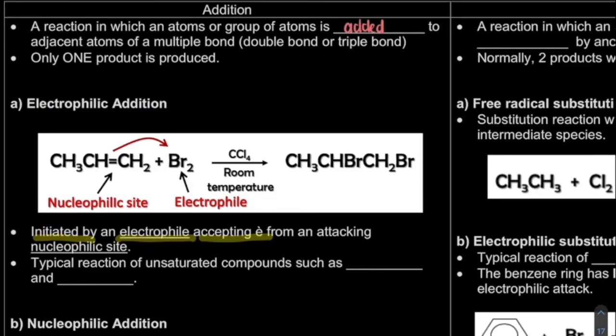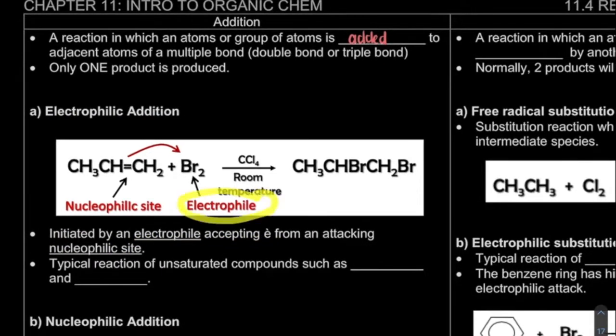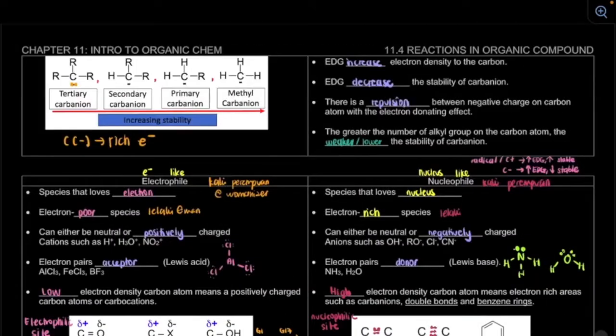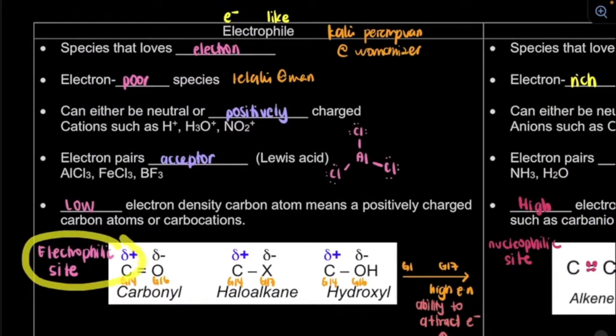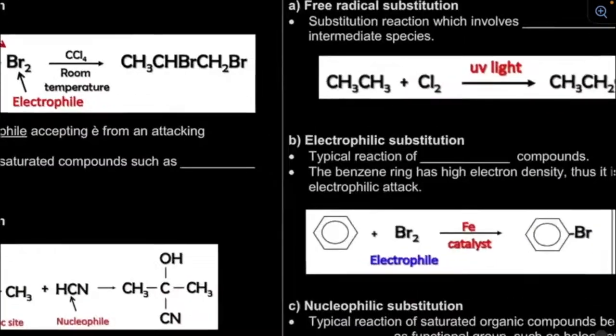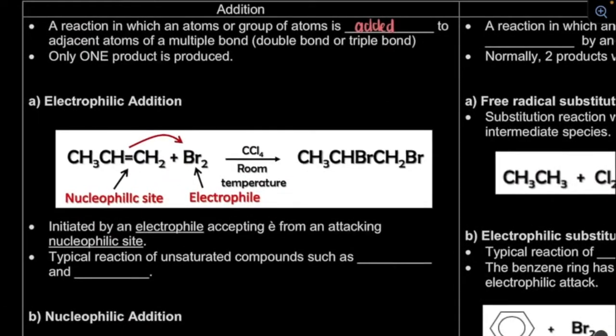So let's look at the electrophilic addition. They are initiated by an electrophile. Okay, senang sebenarnya nak tahu site, sebab nucleophilic site, electrophilic site is limited. So here kita punya alkene ni rich dengan elektron, so that's why dia adalah nucleophilic site, and the electrophile adalah poor electron. Okay, so again, kenapa dia rich? Sebab banyaknya elektron pada double bond itu.